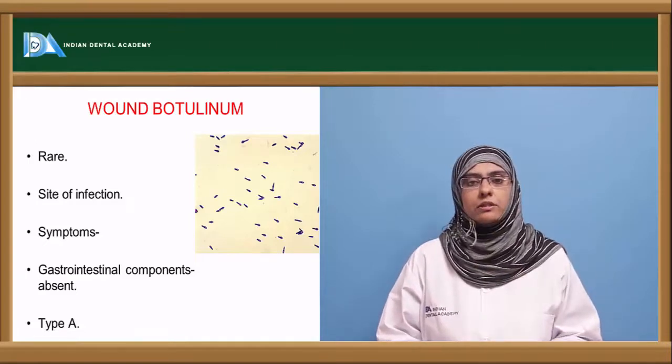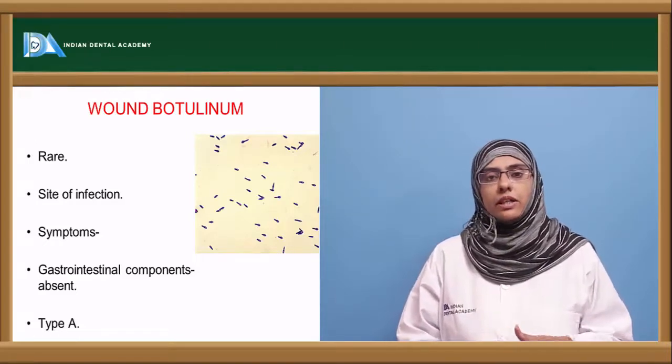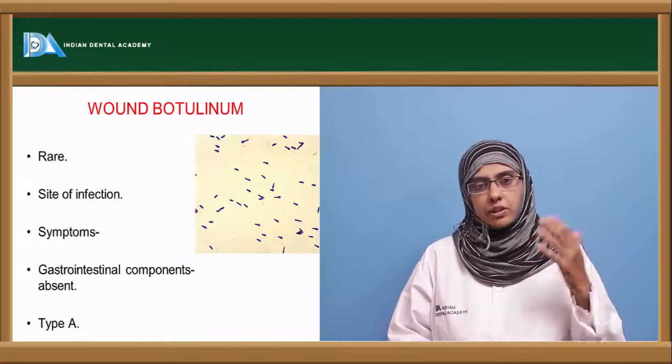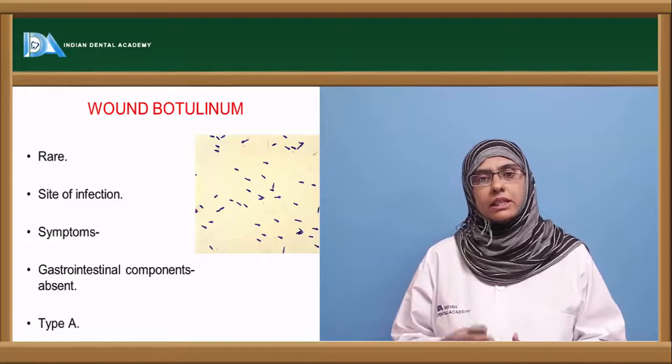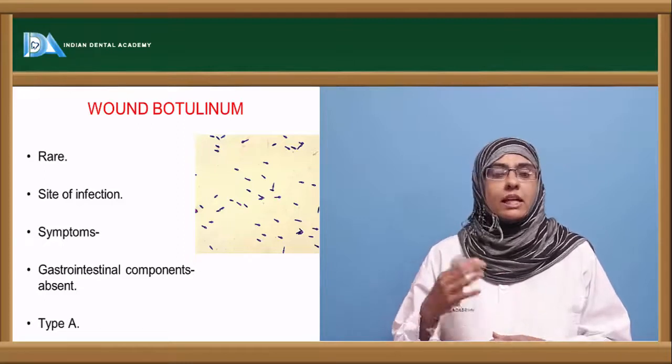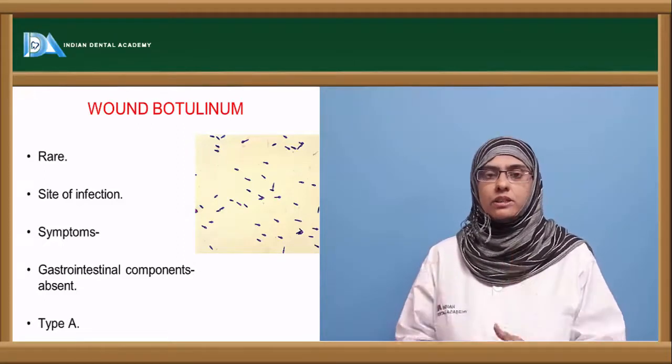Coming to wound botulism, it is different from foodborne botulism, where the already preformed toxin is present to cause the infection. In wound botulism, the organism multiplies in a particular wound and releases the toxin after its death and causes the infection.